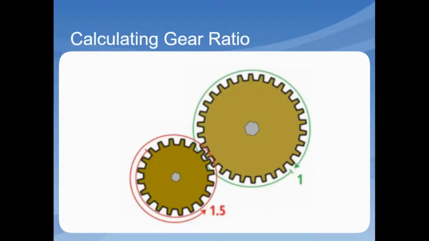What does this gear ratio mean? It means that the smaller drive gear must turn 1.5 times to get the larger driven gear to make one complete turn. This makes sense. Since the driven gear is bigger, it will turn more slowly.